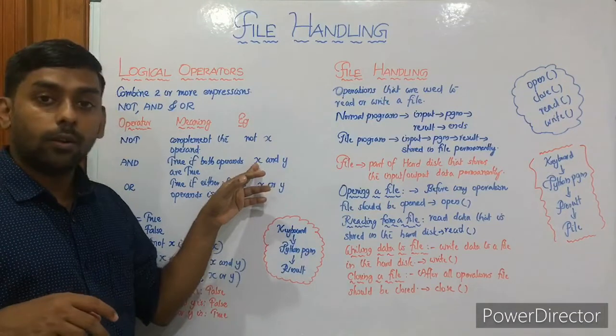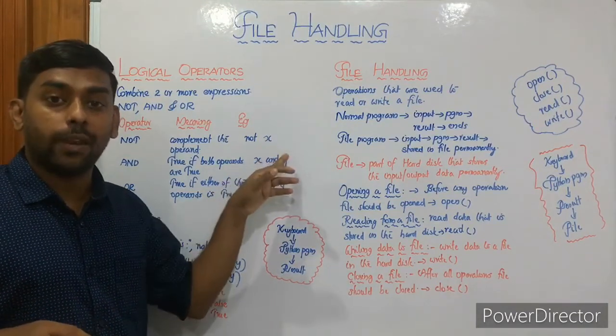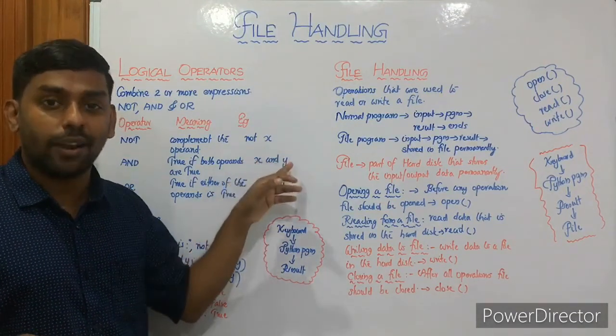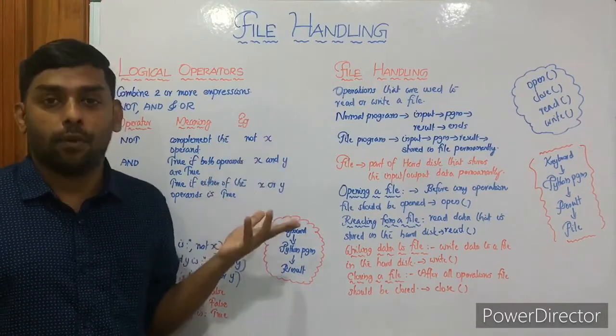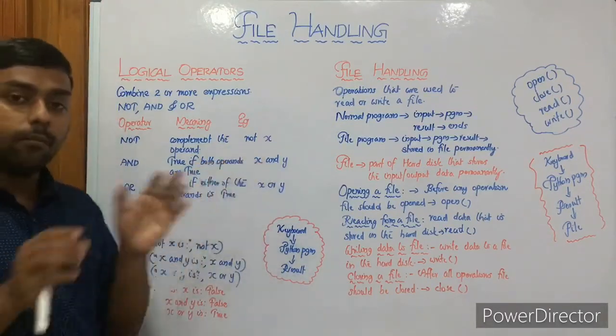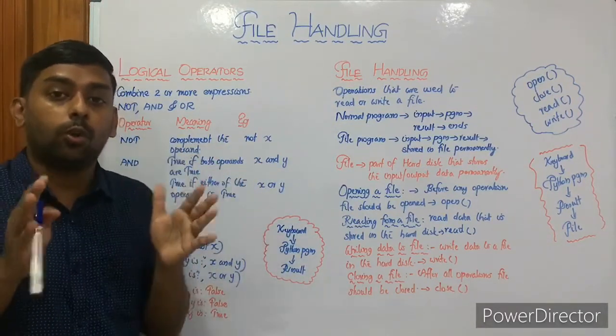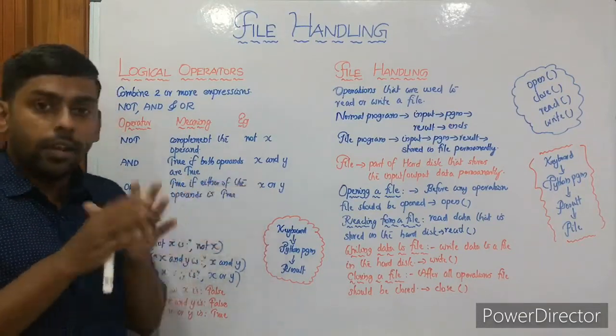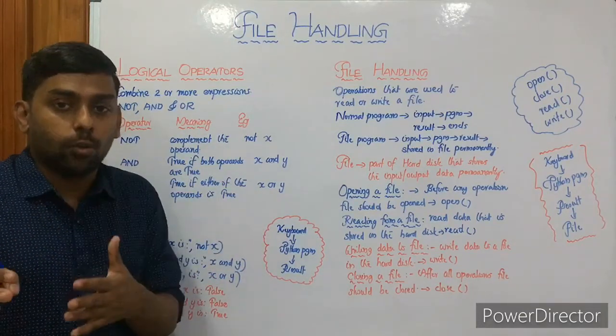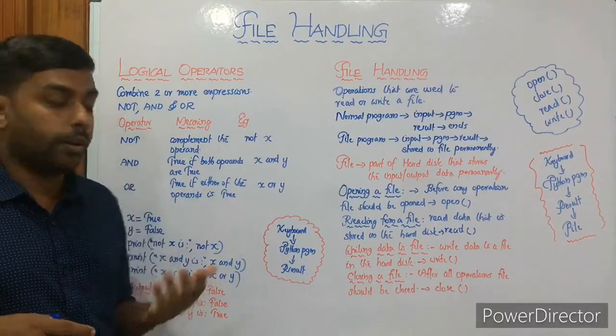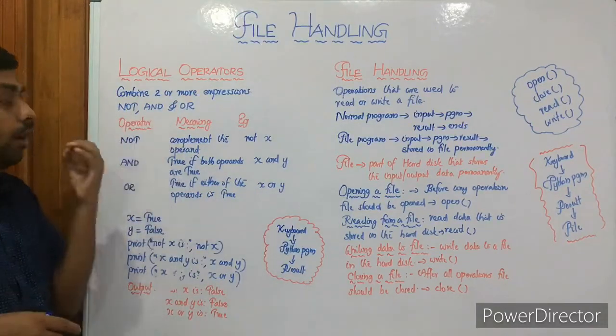But here, true, true, we are getting true. True, false, we are getting false. False, true, we are getting false. And false, false, we are getting false. Right? Here in AND, all the inputs must be true to get a true output. Here, if any of the inputs is true, we are getting a true output. Okay? So these are the logical operators.